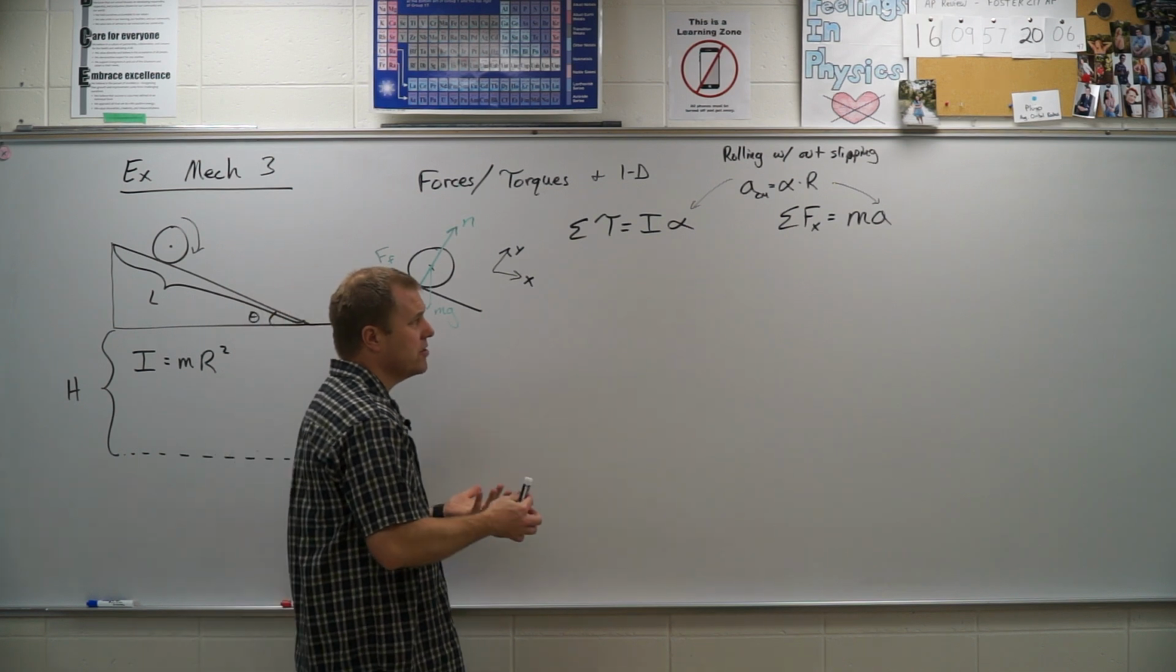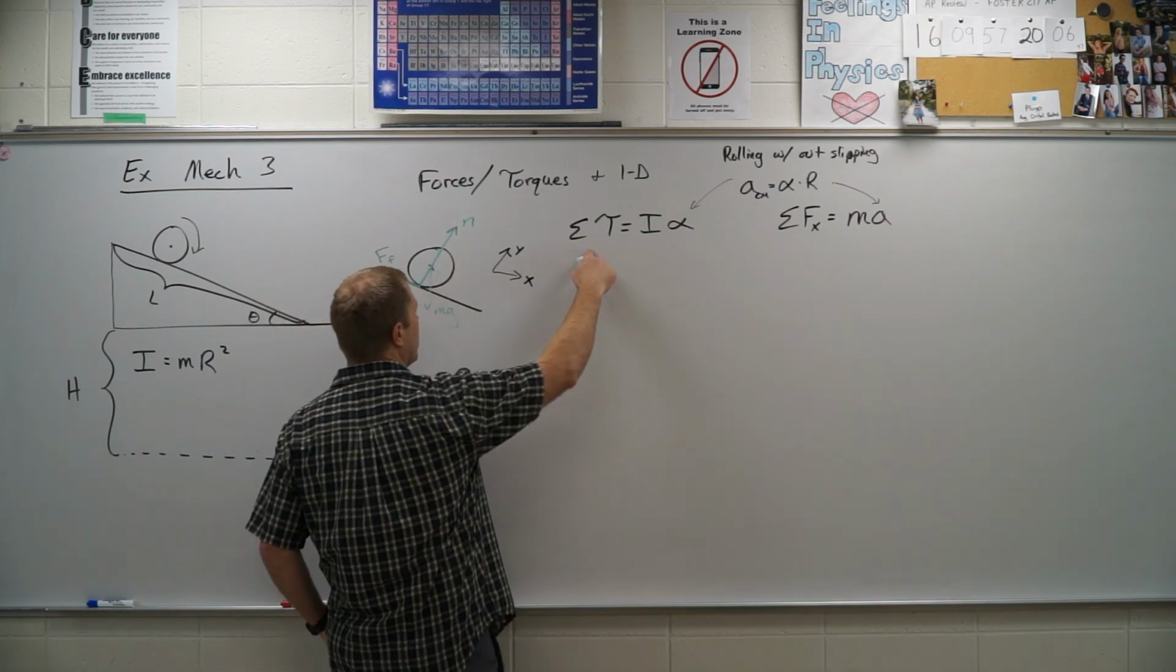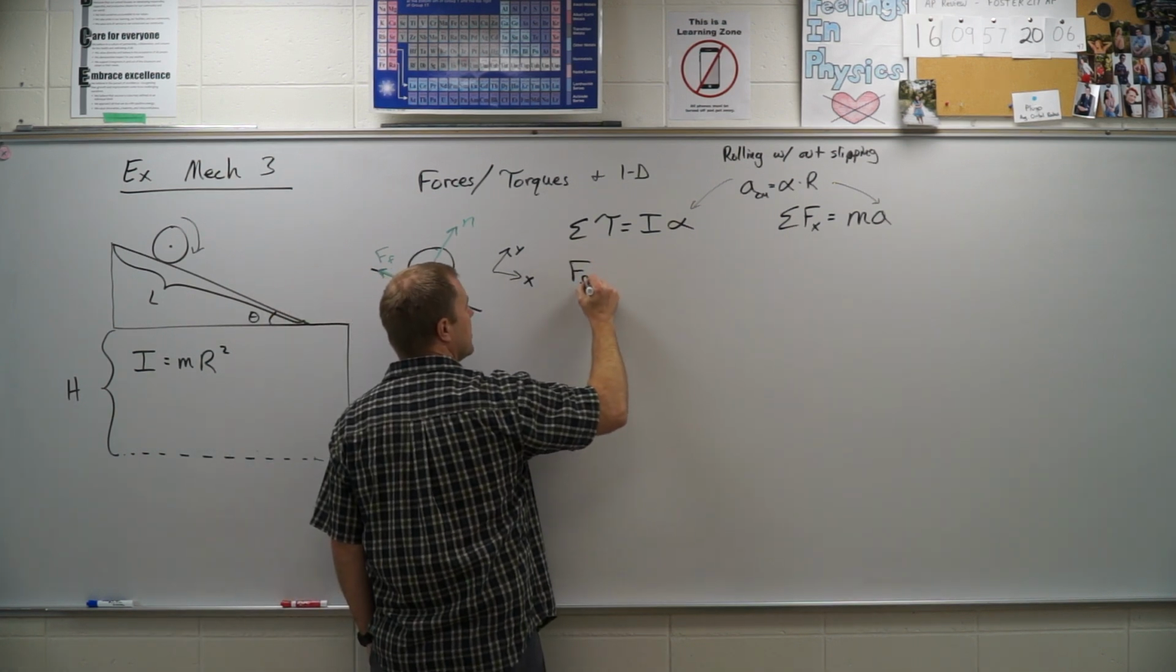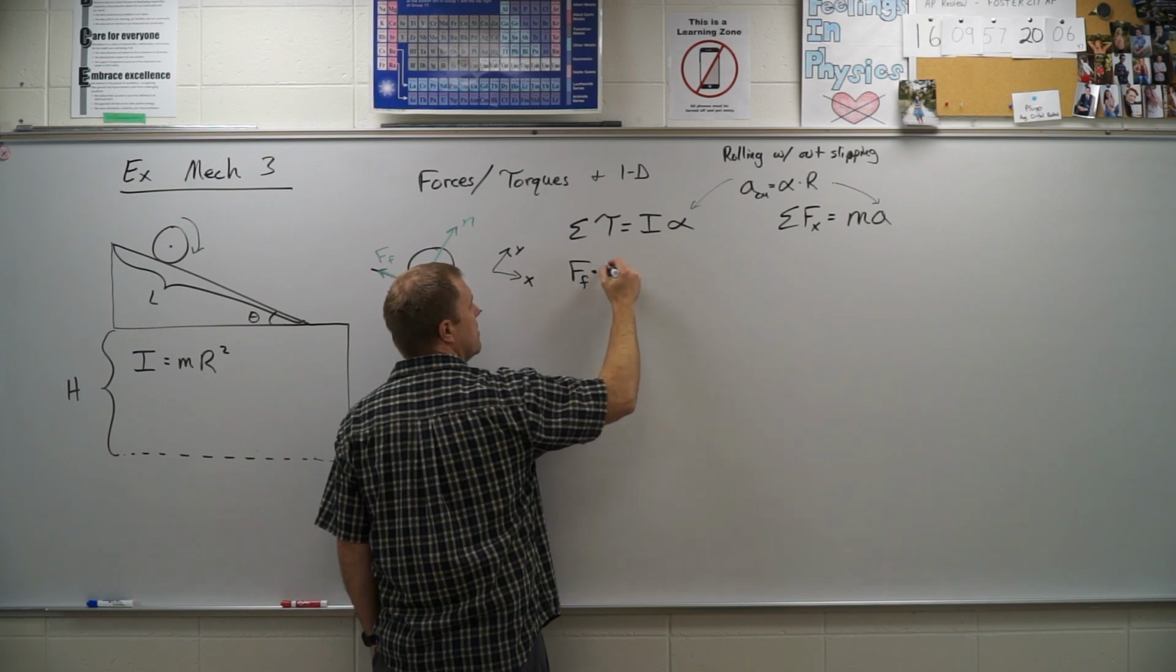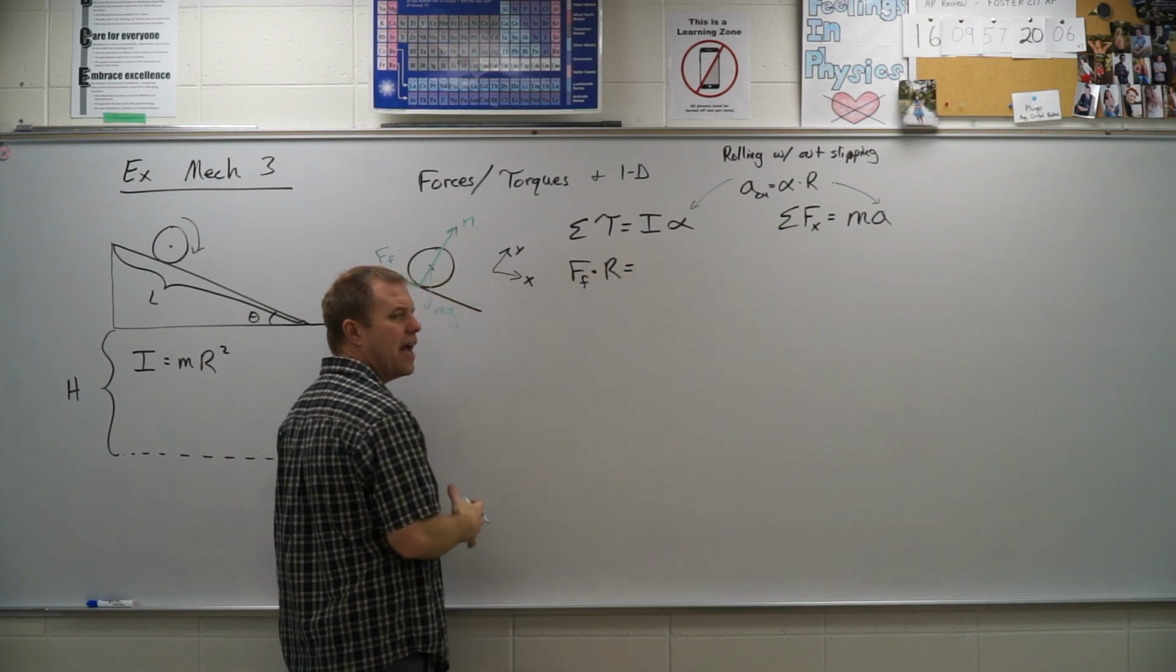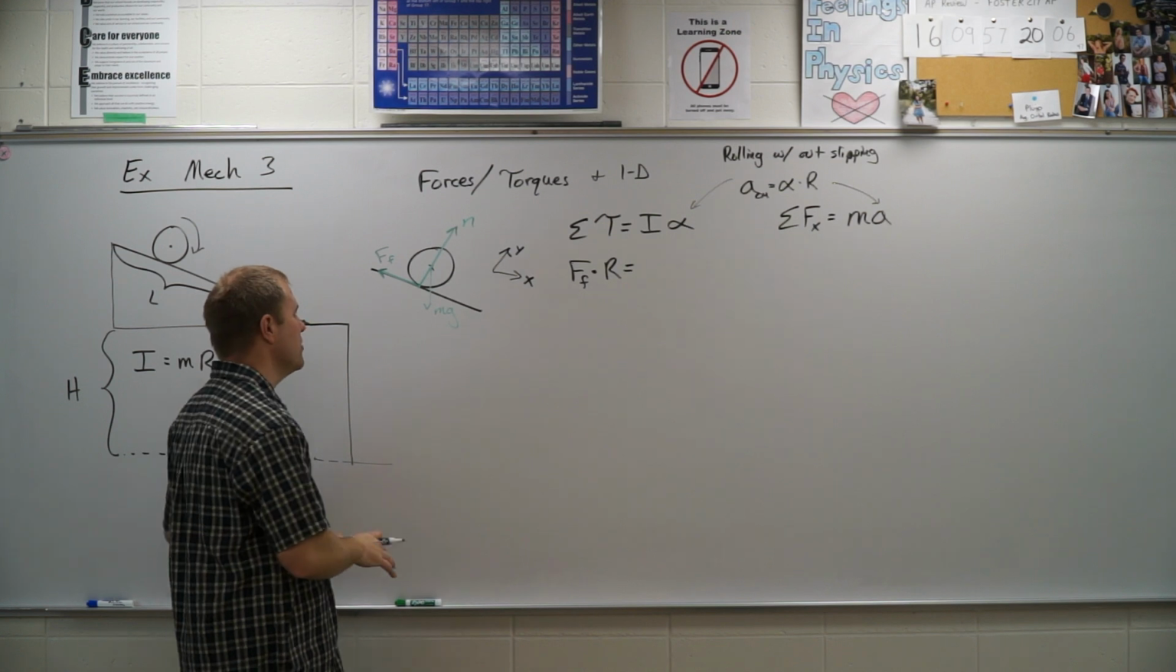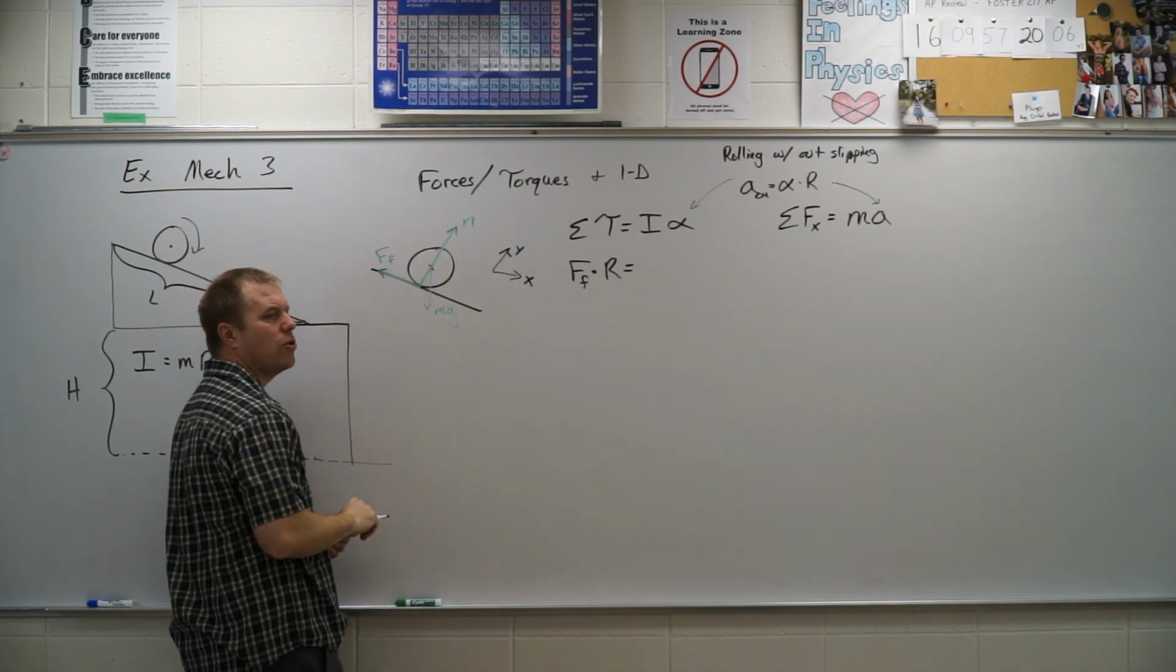And so let's go ahead and set this up. So my torque equation only has the force of friction times the radius. And you might ask, well, what about the direction of that torque? So it's causing a negative torque.